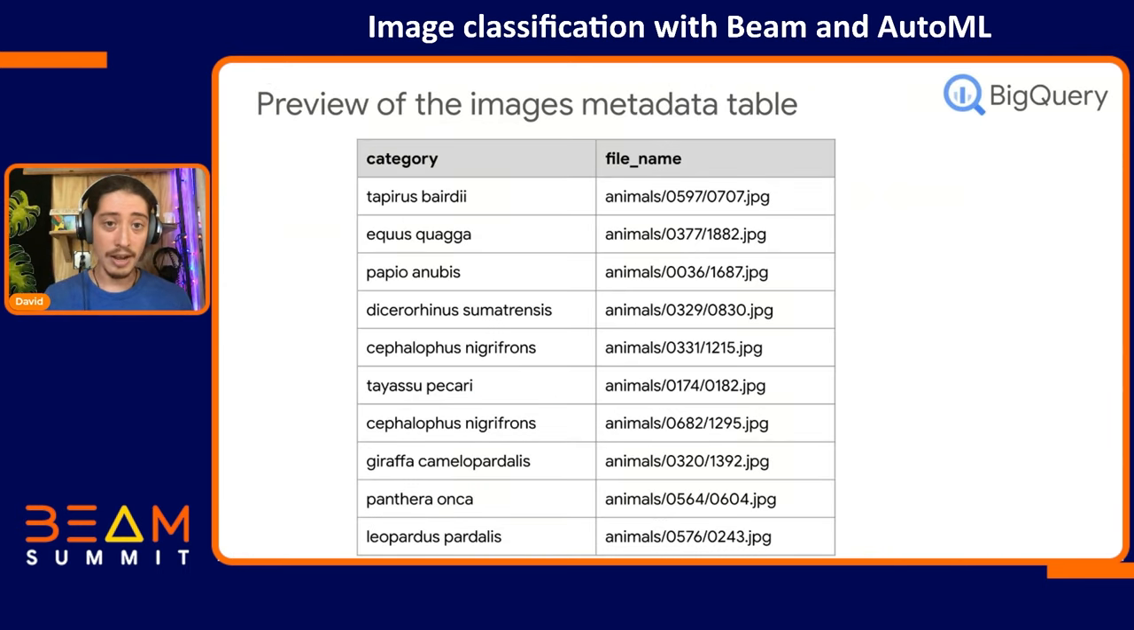This is how the metadata table looks. It's just the category, which is the species name, and then the file name. And this is where we can download that image file.